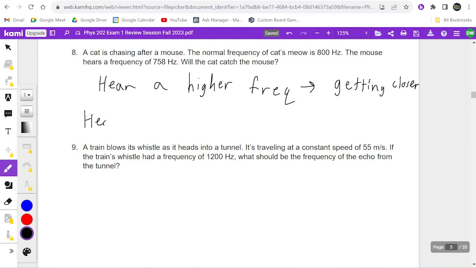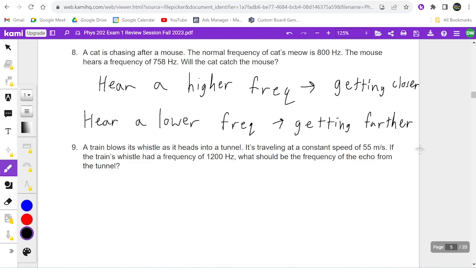Similarly, if you hear a lower frequency, then obviously it's getting farther, the distance between you is increasing. And if it's the same frequency, then you're moving at the same speed, so we probably won't see that example on the test.